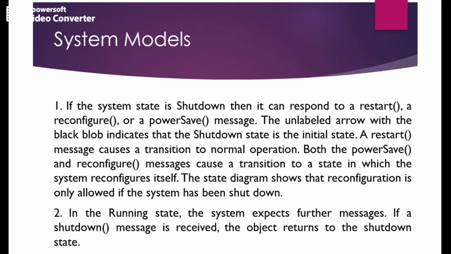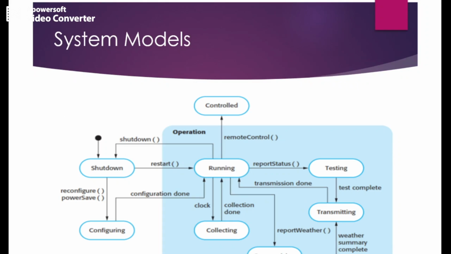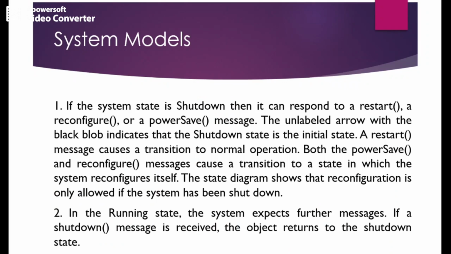So here the state diagram shows that reconfiguration is only allowed if the system has been shut down. So reconfiguration is only allowed. Now you can see here that reconfiguration is only allowed if your system has been shut down. So that is the first point. Is it clear? Okay. Now second point we'll move on to. In the running state, where is the running state?